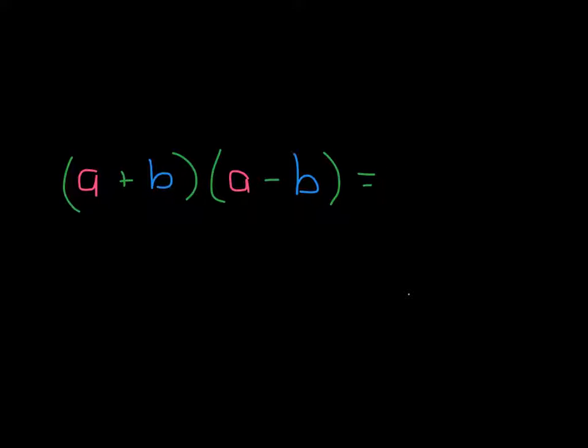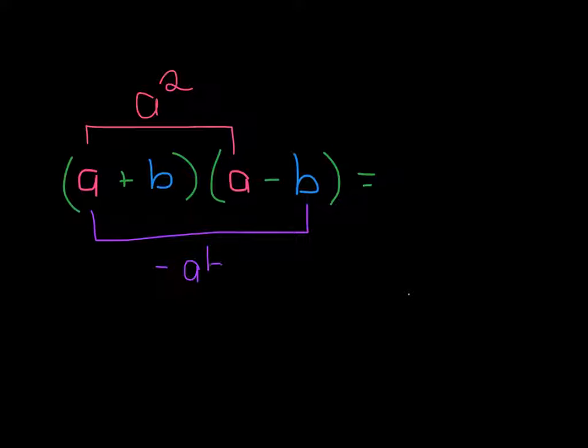Okay, if we FOIL this, when we do the first terms, we would get a squared. And when we do the outer, we would get negative ab. The inner, ab. And the last would be minus b squared. And that works that way every time.